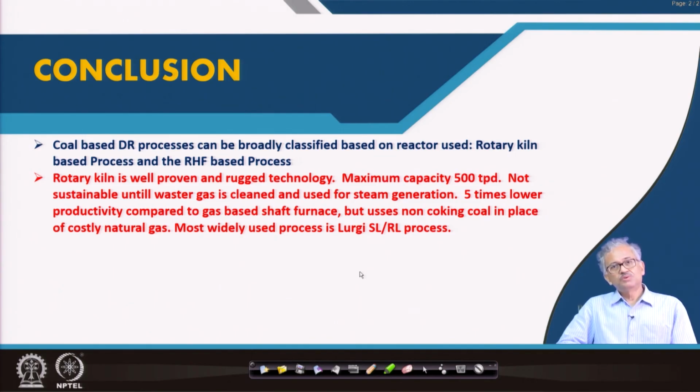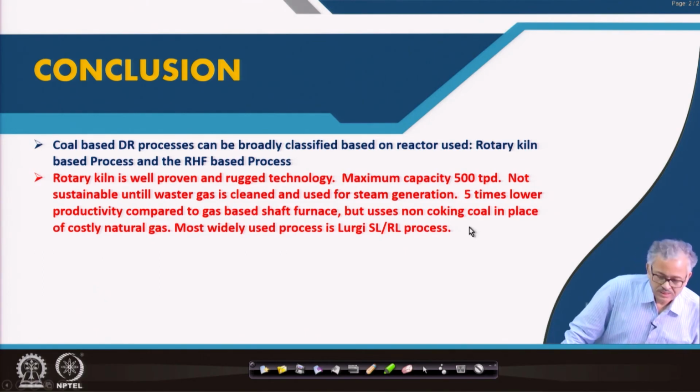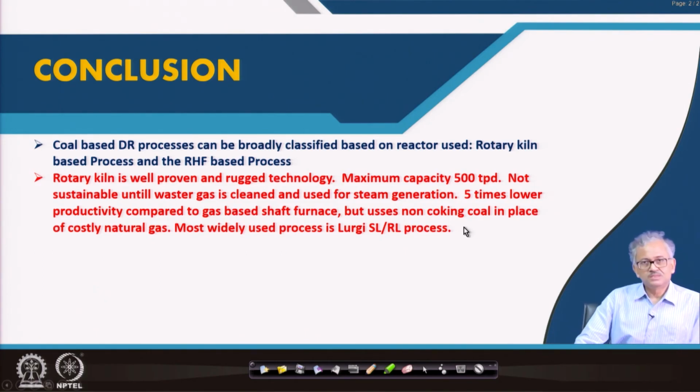But the major advantage of the rotary kiln process is that they are proven and rugged reactors. They can use any kind of raw material, like non-cooking coal and inferior grades of raw material. You can use iron ore. The most widely used process is the Lurgi-SL/RN process, but in India, since the rotary kiln furnace based process is very prevalent, different private companies in India have developed their own technology. Okay, so patented technologies are there like TDR and GSW process, OSIL, like that.